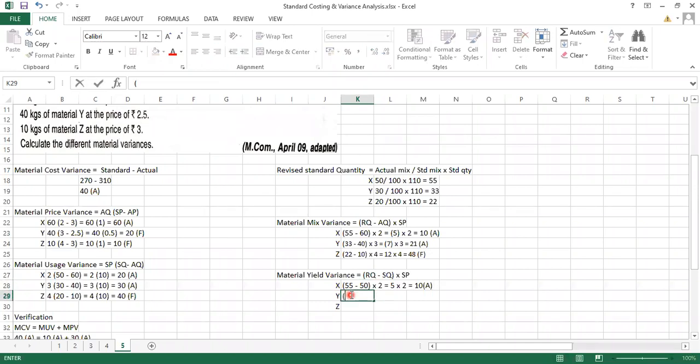Same way do it for the next, 33 minus 40. Also you can put it in the bracket so that you easily get the idea that yes, this is the same rate. This is how much? 7 multiplied by 3, 21 adverse.